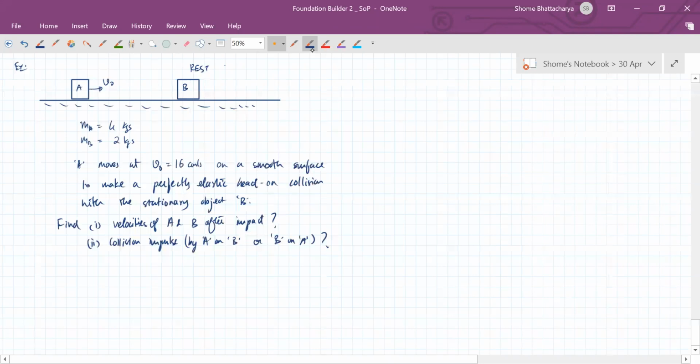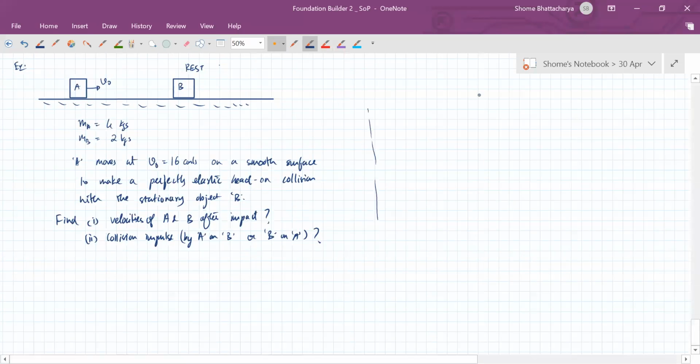So what we can do here is we can just reduce this to this kind of a situation. We can convert it to M1, which is basically the particle A, moving at U1, which is going to be that speed V0. And M2 is the mass of the particle B, which is at U2 equal to 0. It's at rest. And the collision is perfectly elastic. So after impact, whatever velocity the particle A will have, we'll call that V1. And after impact, whatever velocity the particle B will have, we'll call that V2.